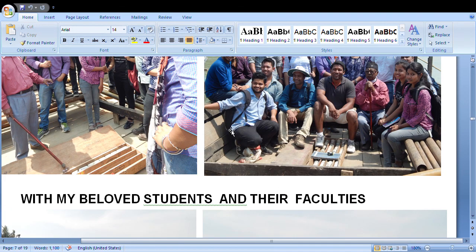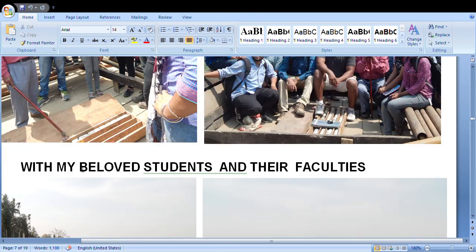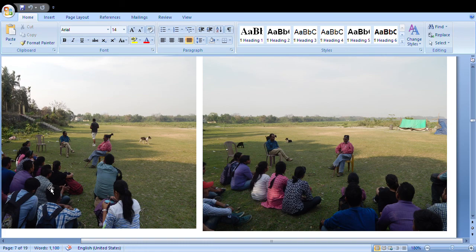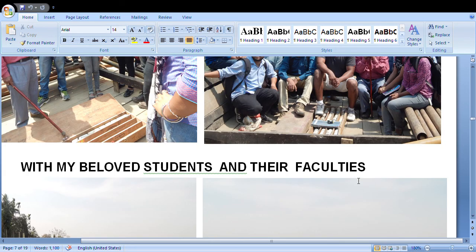These are my beloved students. Here are their professors. These are all BTech final semester and MTech final semester students. They are coming with me. My basic difference is, I am taking theory class as well as practical class at one time, double operation, like ancient days, Guru Griha Ashram.